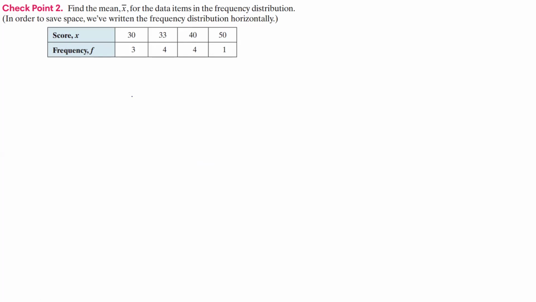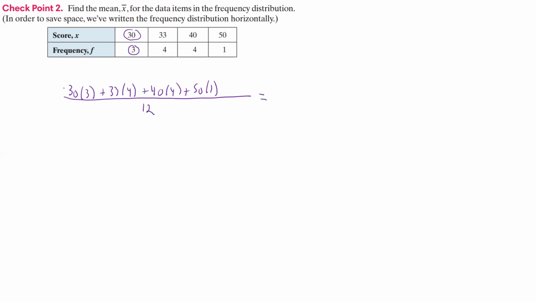So no big deal. What we're going to do is take our score, which is our x, times our frequency, and then add it and keep doing that until we have all those together. So we'll have 30 times 3 plus 33 times 4 plus 40 times 4 plus 50 times 1. Now, if we add the frequencies together, we get 3, 4, 4, 1, which is 12. So it looks like that's going to be the calculation we have to do.